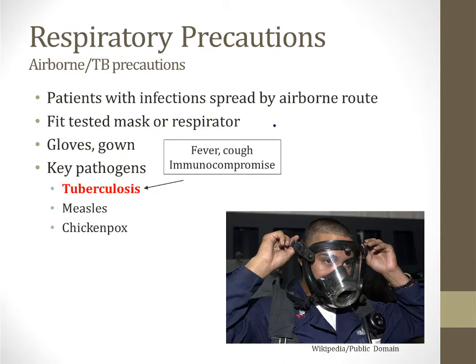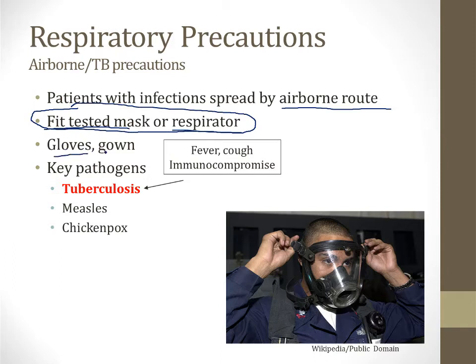Respiratory precautions are for patients with infections spread by the airborne route. Now, these infections also spread by droplets, but the droplets are so tiny that the masks used for droplet precautions are insufficient. So providers who enter the room of someone on respiratory precautions have to wear a fit tested mask or often a respirator, which is a self-contained breathing apparatus. And these are in place to make sure that the provider doesn't breathe any of the air in the patient's room. The provider also has to wear gloves and a gown.